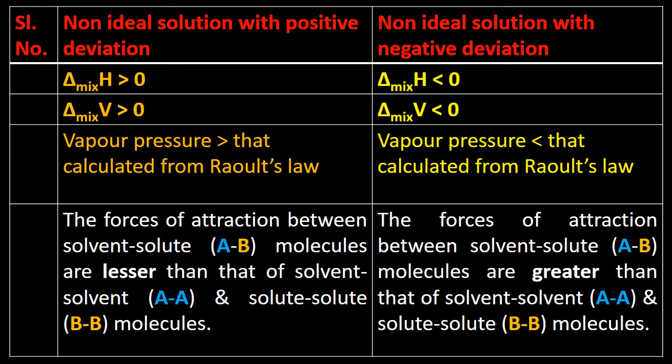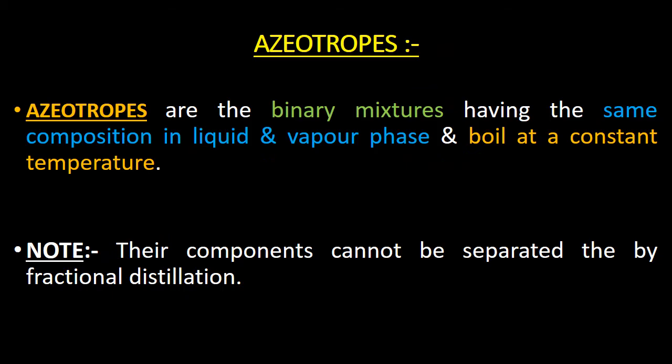Thank you. In this session, I am going to discuss azeotropes and colligative properties. Let us know what we mean by azeotropes. Azeotropes are binary mixtures having the same composition in liquid and vapor phase and boiling at a constant temperature. Their components cannot be separated by fractional distillation.